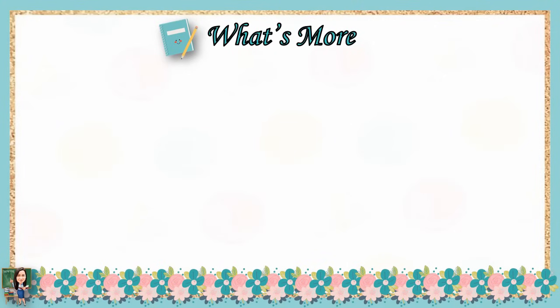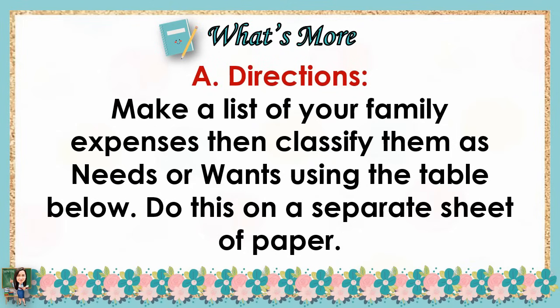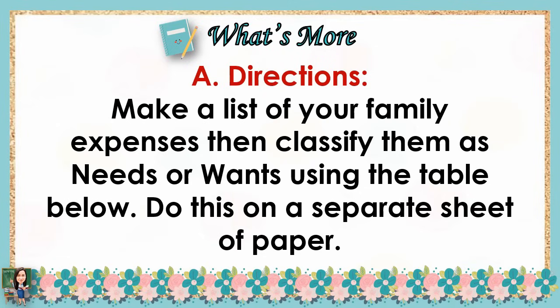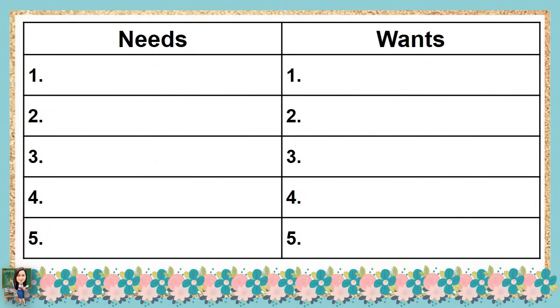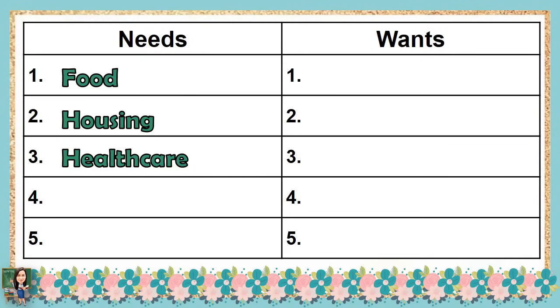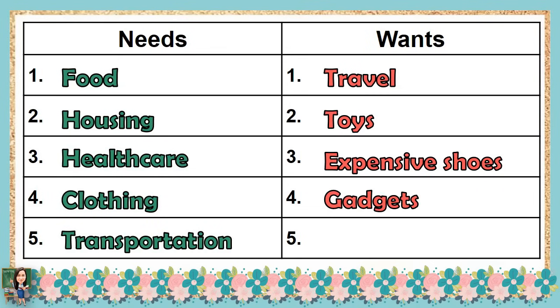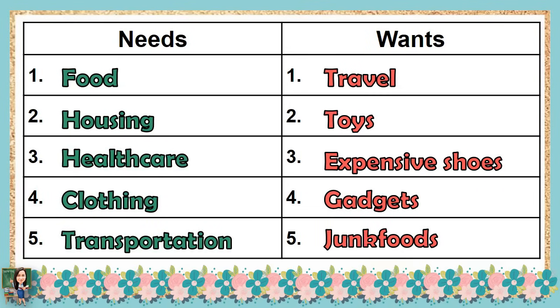For this activity, make a list of your family expenses, then classify them as needs or wants using the table below. Do this on a separate sheet of paper. Here are my examples. Our family needs are food, housing, healthcare, clothing, and transportation. Our family wants are travel, toys, expensive shoes, gadgets, and junk foods.